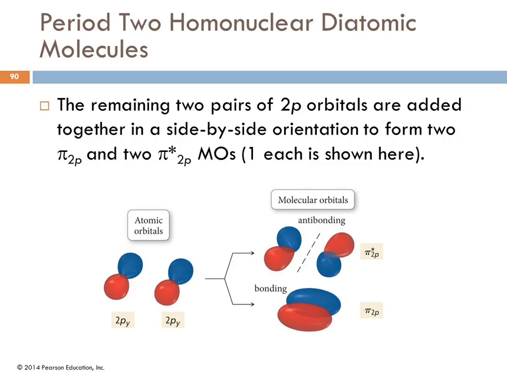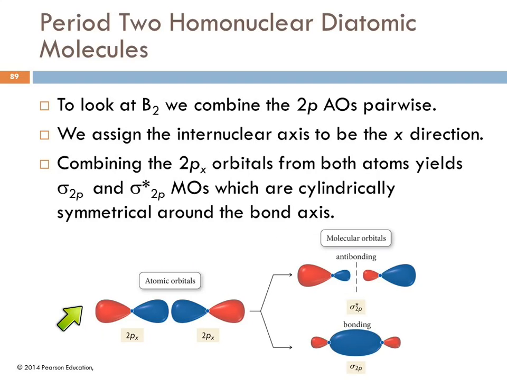So for the Y, you're going to get a pi 2p and a pi star 2p. And for the Z, you're also going to get a pi 2p and a pi star 2p, because these are parallel to each other. These guys formed sigma bonds because they were in a line. They were overlapping end to end, essentially.